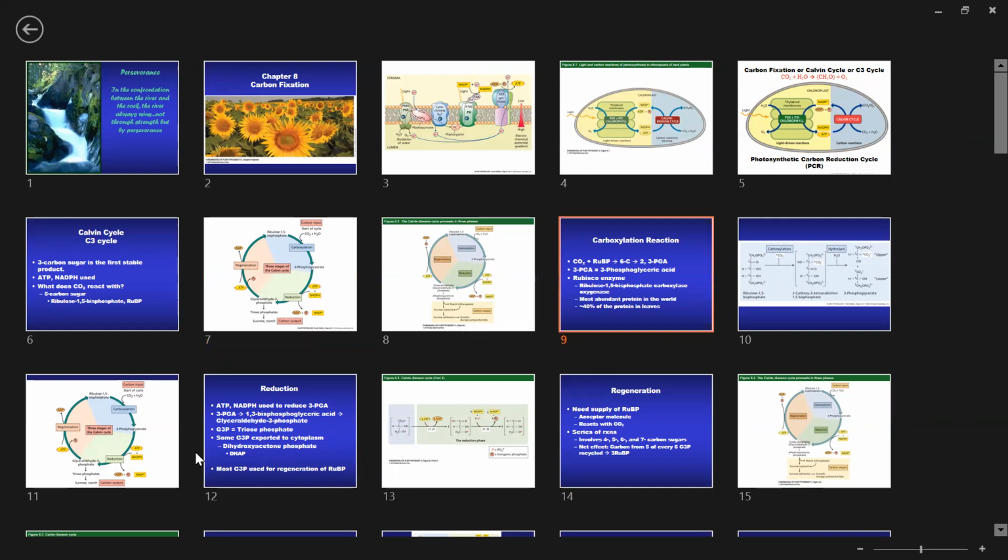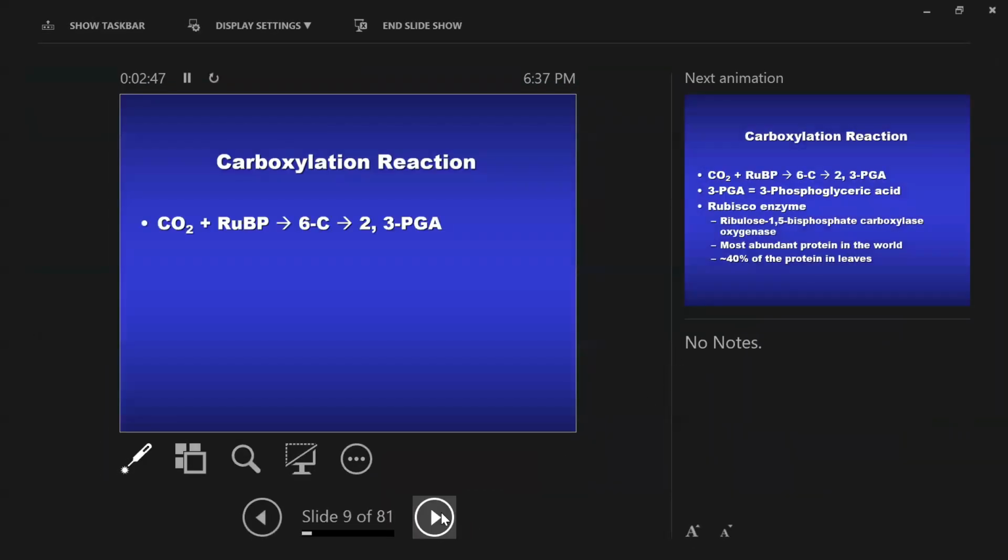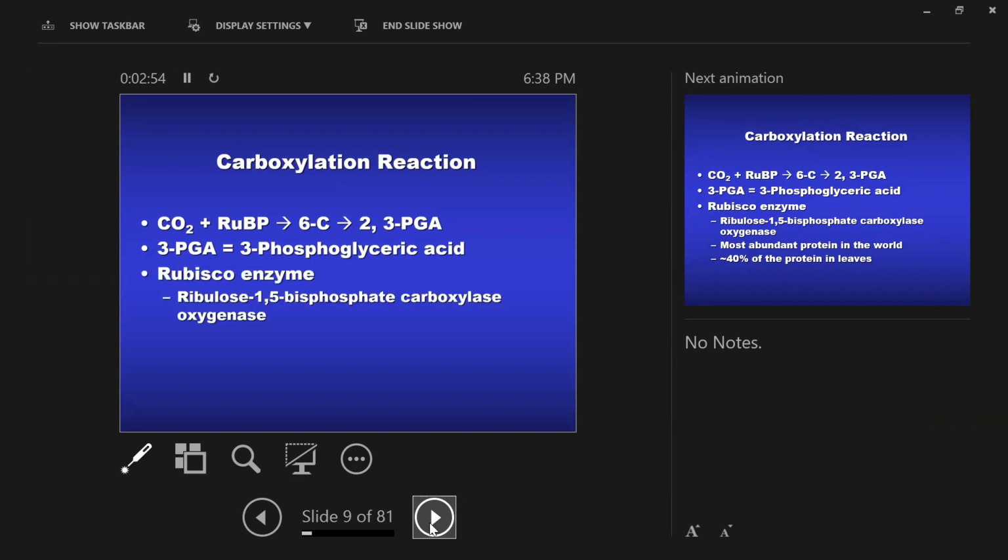Yes, did I see a hand somewhere? No. Peripheral. Any questions on the carboxylation step?